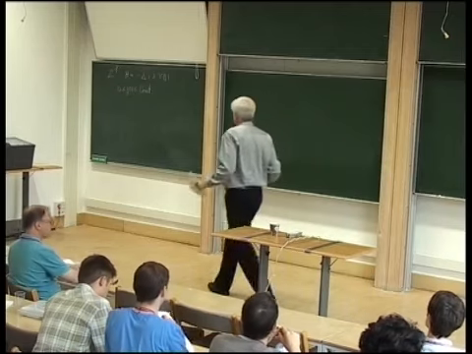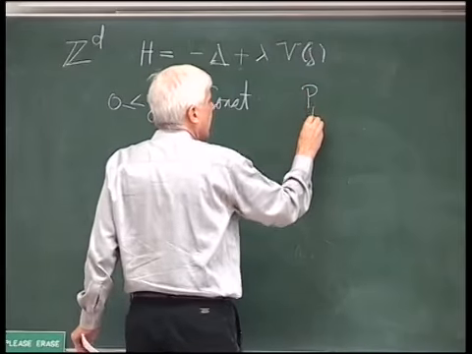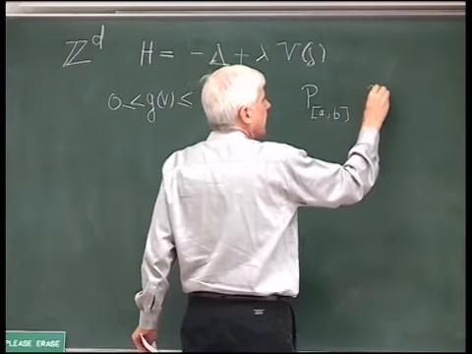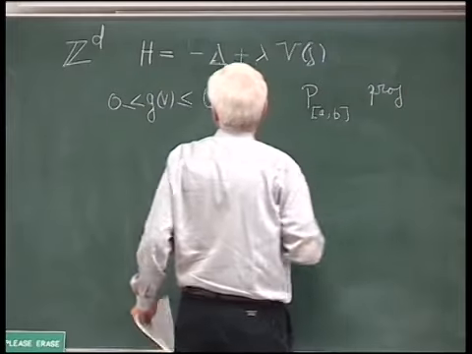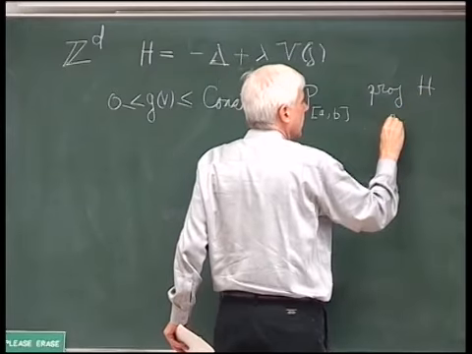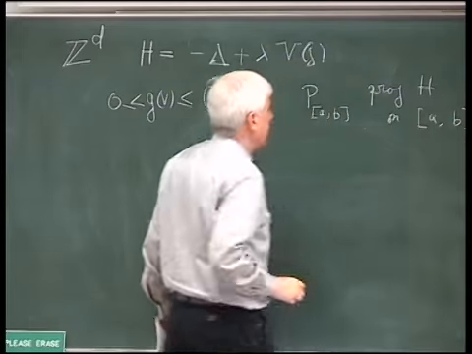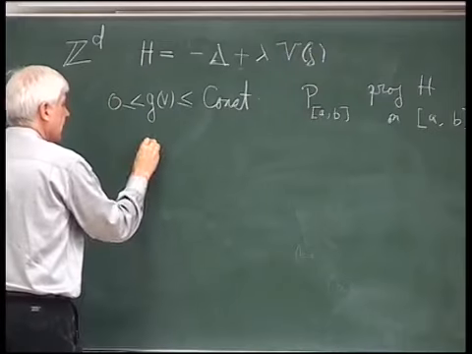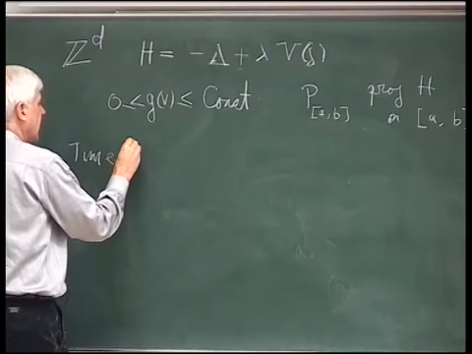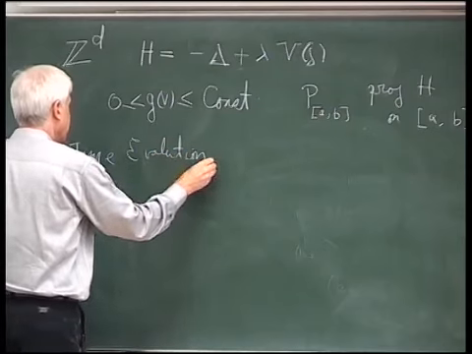So let P of AB be a spectral projection of H on the spectral interval AB. And then I'm going to talk about time evolution right now. I'm going to come back to time evolution and tell you some things about that. Again, review some things here.